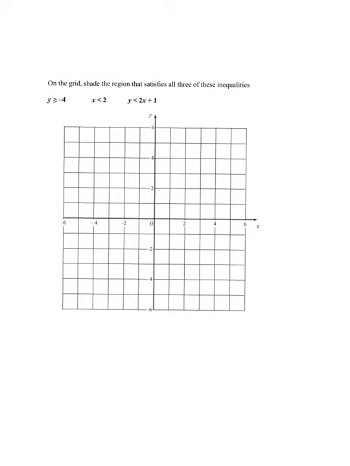Now when we're graphing inequalities, what we want to do is draw the lines like we normally would. So for example here, I'm going to draw the line y equals -4. Because it's greater than or equal to, I'm going to do a whole solid line. We'll look at the difference between the greater than or equal to or just greater than.